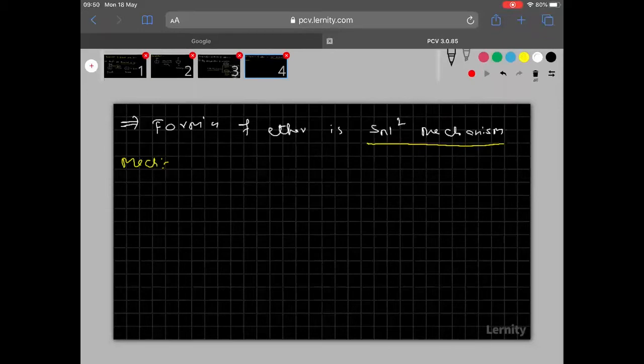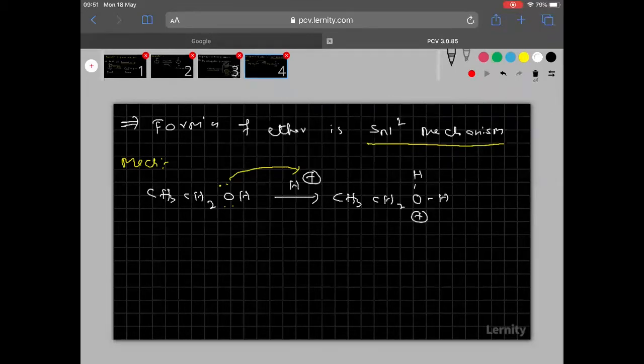Now what happened in the mechanism? In the first step, CH3CH2OH. Let me take the H plus from sulfuric acid. Oxygen carries two lone pairs, then protonation happens here. Is it clear? Protonation happens here. So CH3CH2OH2 plus is formed. This is called protonated alcohol. Is it clear? This is called the protonated alcohol.